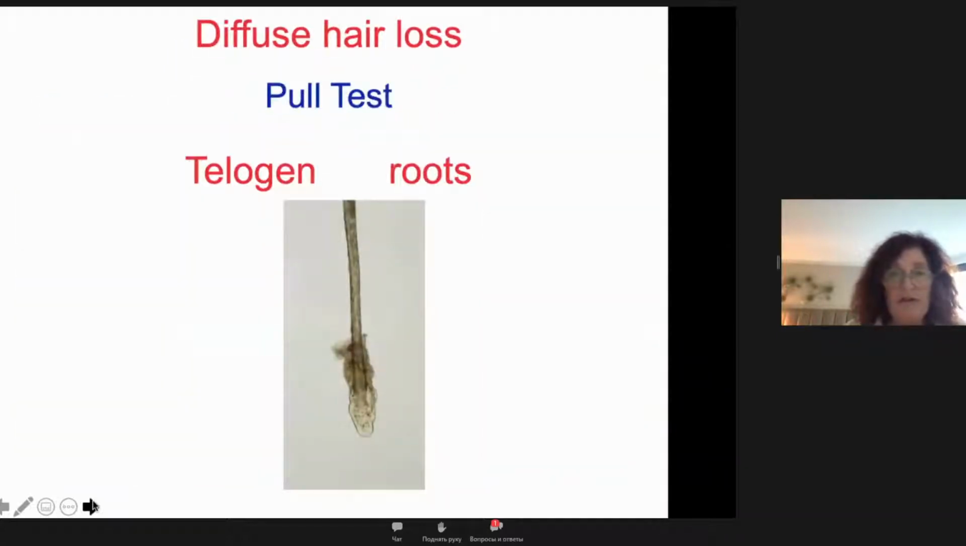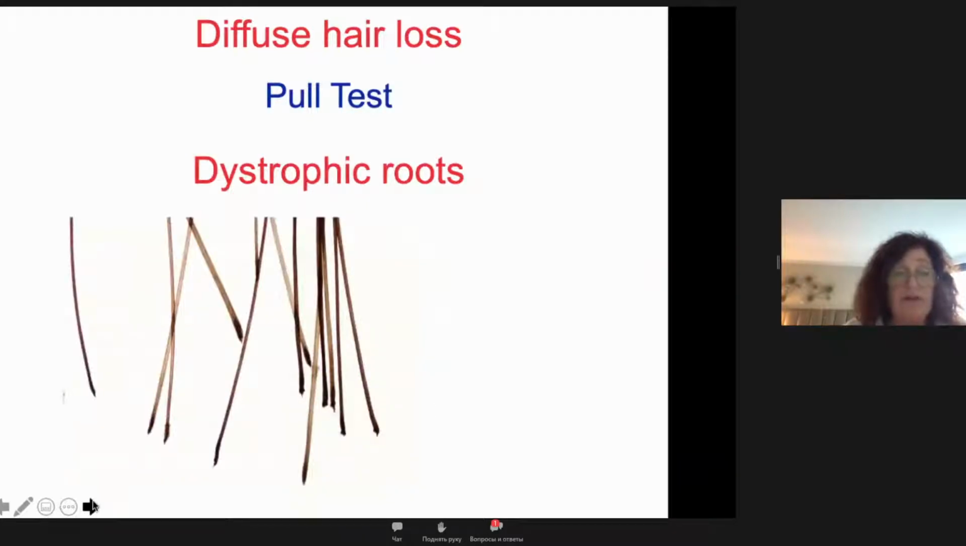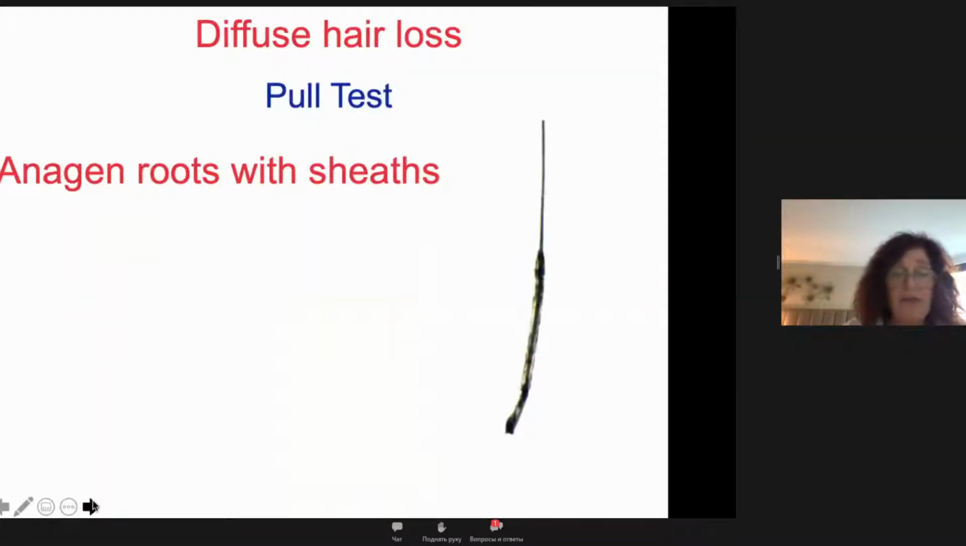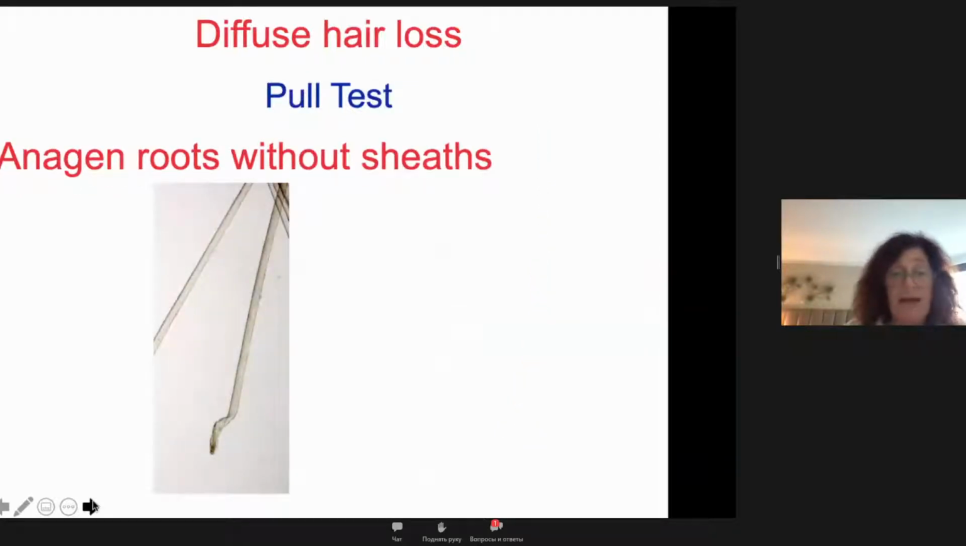So when you see a telogen root, you should see telogen roots in most cases of hair loss. You see dystrophic roots in anagen effluvium, so in alopecia areata, for instance, in chemotherapy alopecia. And you see anagen roots with sheaths. This is very uncommon, okay? You see those in scarring alopecias, especially lichen planopilaris, and you see those in pemphigus vulgaris. So these are very, very unique. And these are anagen roots without sheaths that are a marker of the loose anagen hair syndrome.